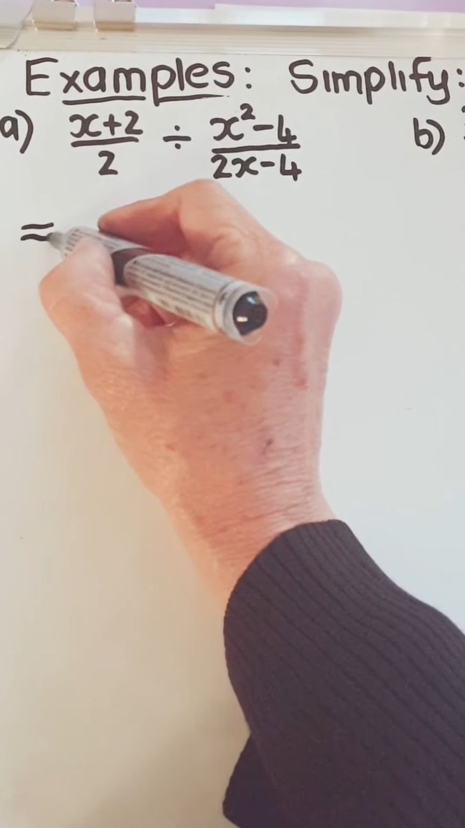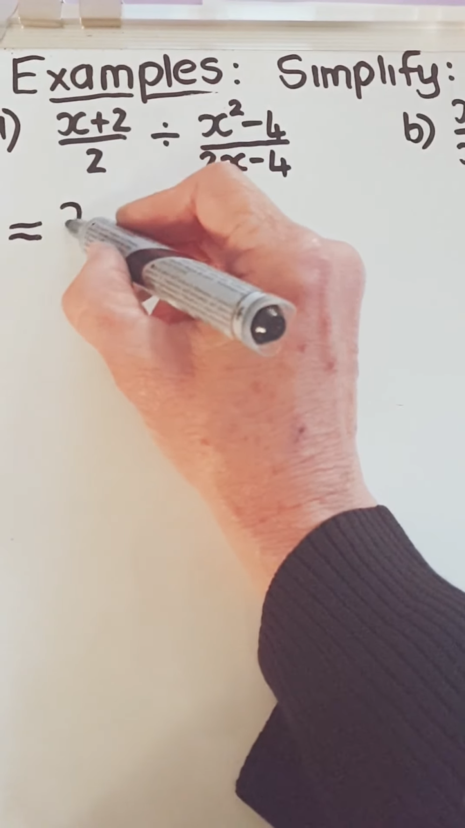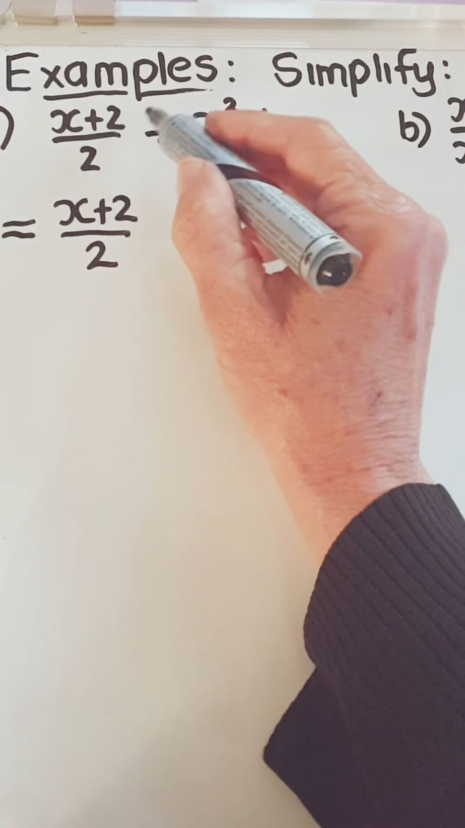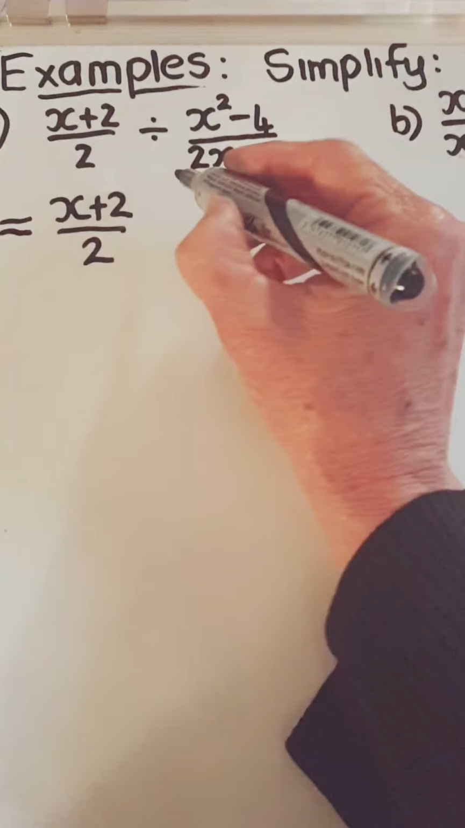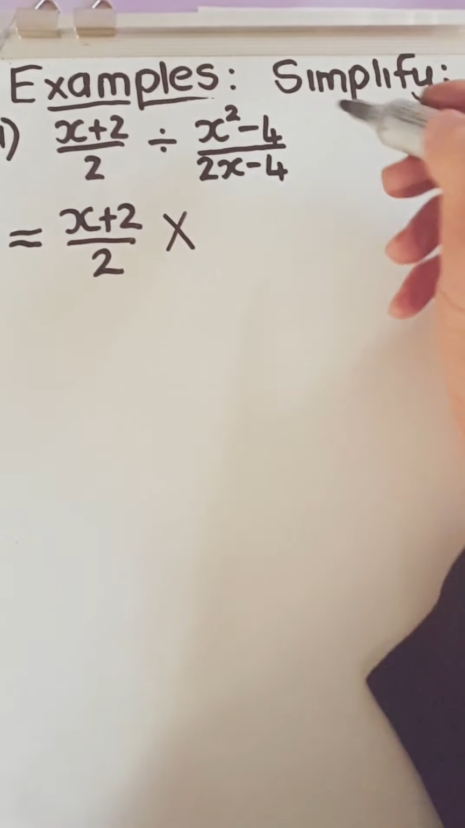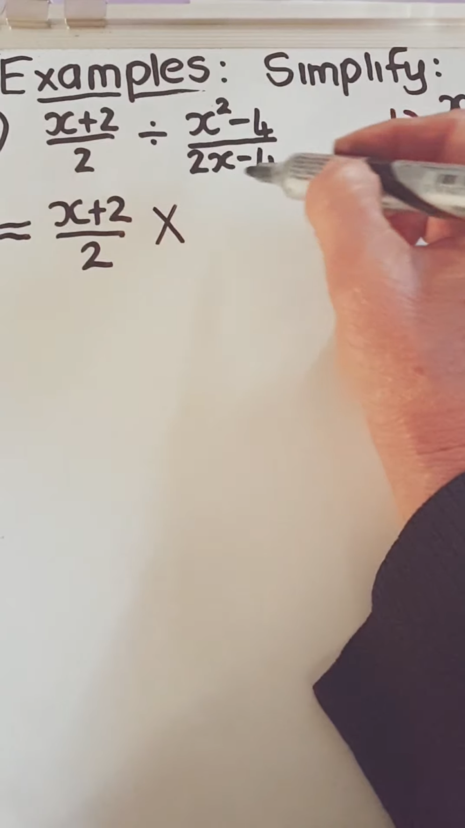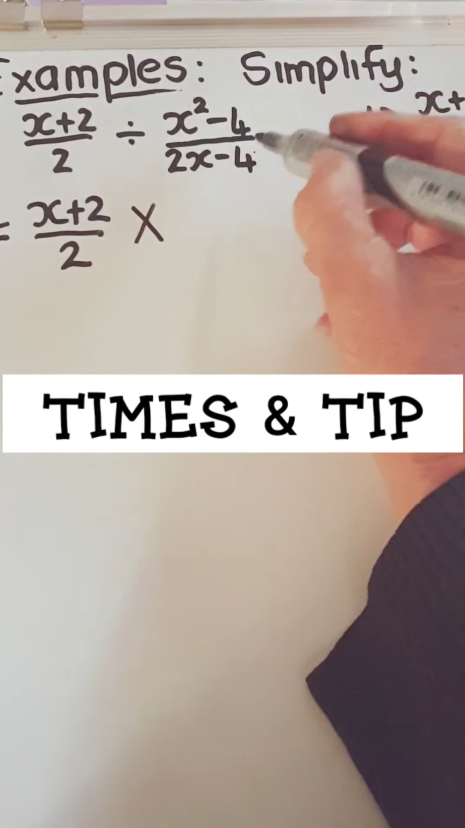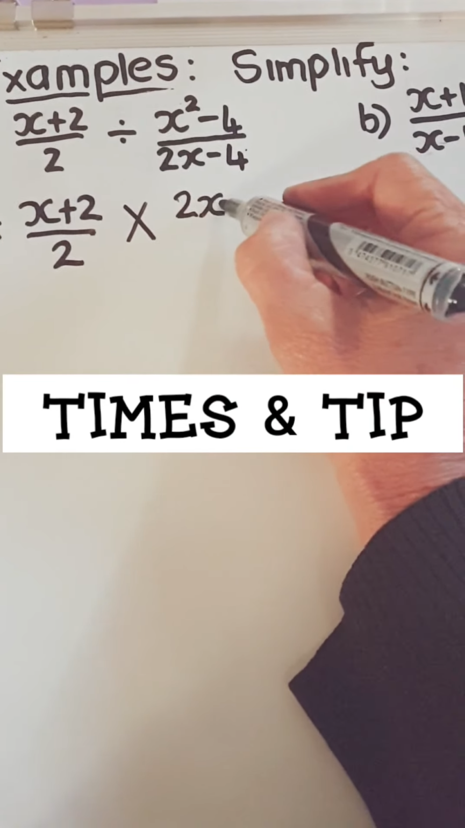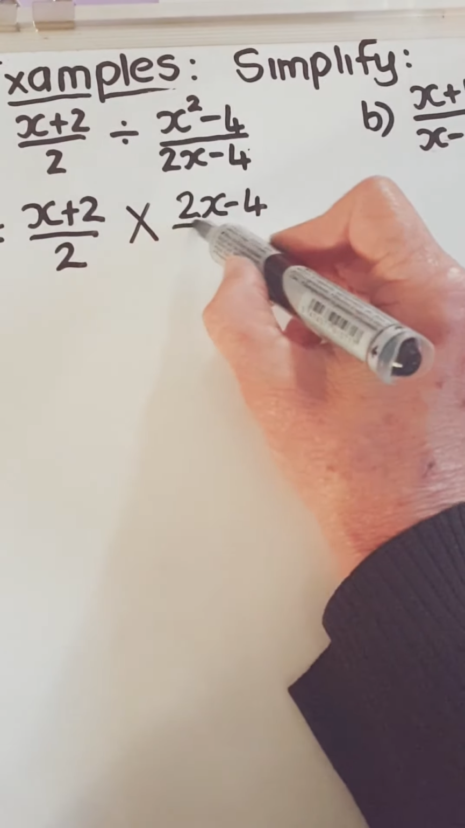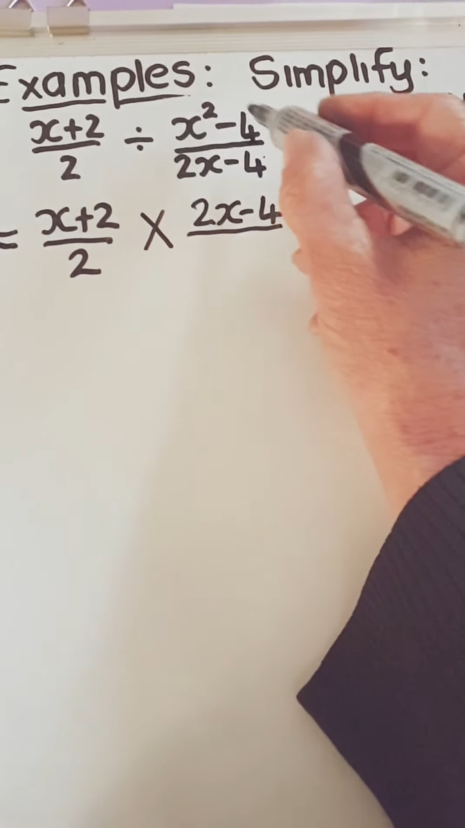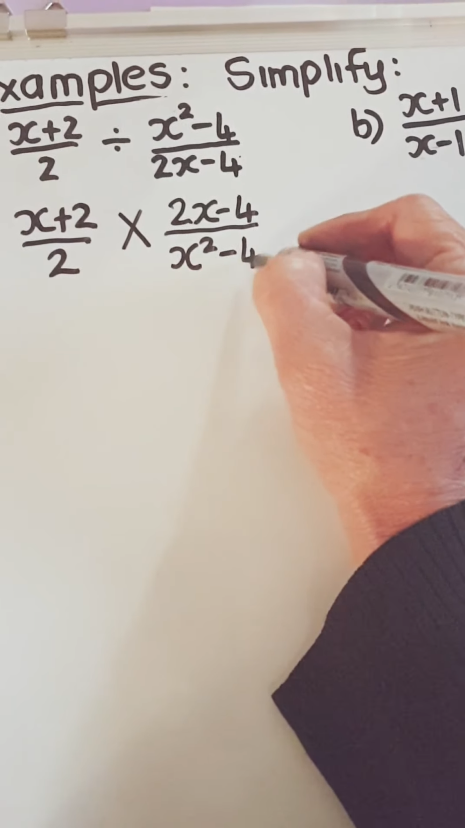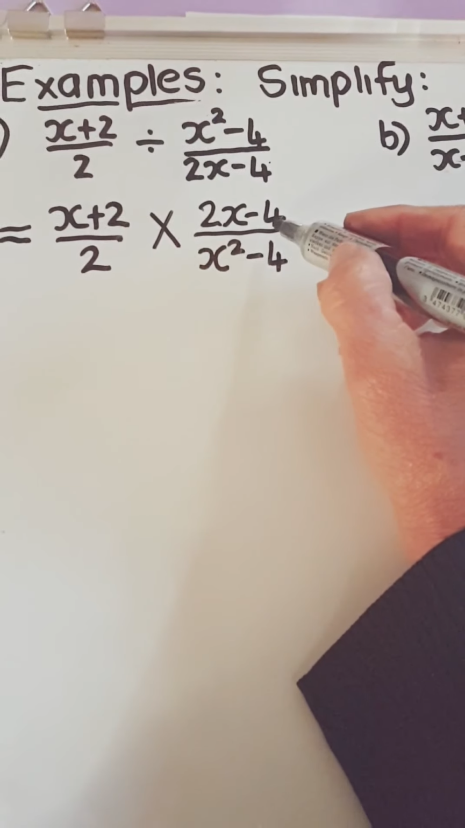So in other words, I'm going to first rewrite this. There's my fraction. And I'm dividing, which means now you are going to multiply with the reciprocal of the fraction that you divide with. In other words, the denominator of 2x minus 4 will become the numerator, and the numerator will become the denominator. Which means we times and we tip.